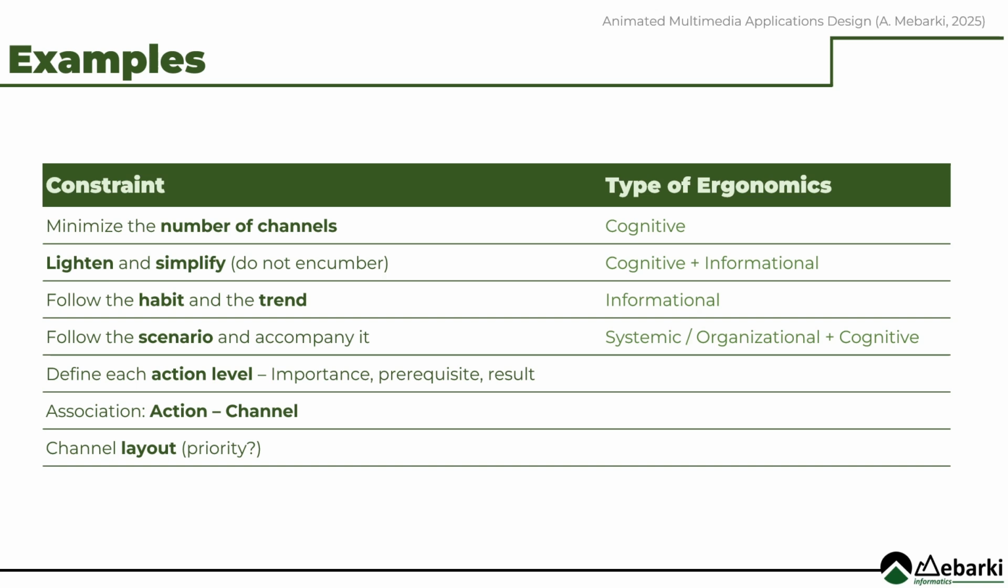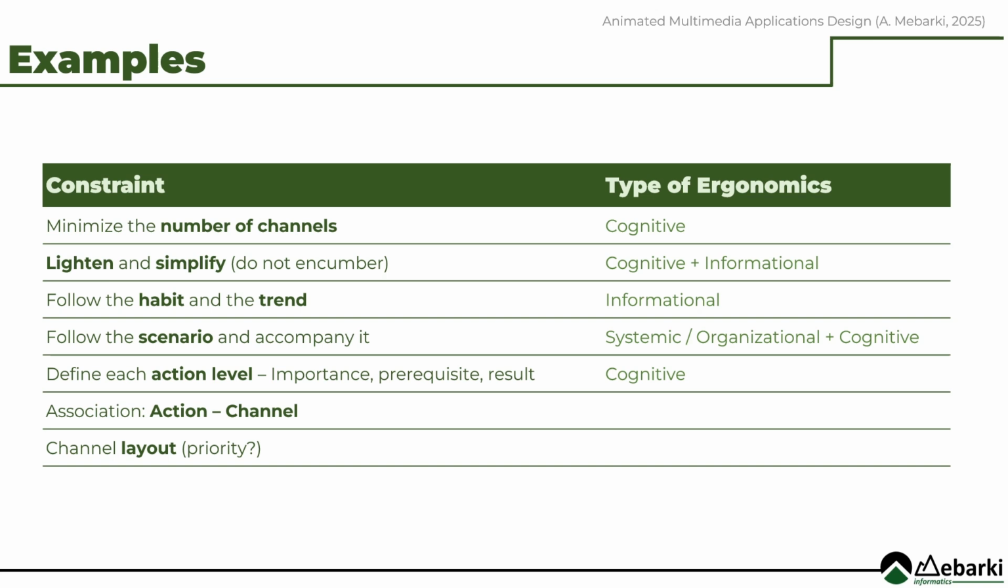Fifth, define the level of each action: importance, prerequisite, result. Cognitive ergonomics. This refers to the hierarchization of actions based on cognitive priority and task relevance. It helps users focus on essential operations first and understand dependencies between actions.